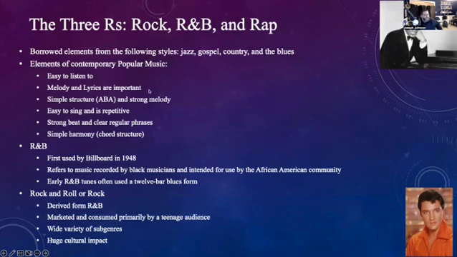But anyway, so you got some general elements of contemporary popular music. Is the music easy to listen to? Are the melodies and lyrics important? Does it have a simple structure, like we talked about, ABA, and a strong melody? Is the melody singable? That's kind of the main thing. Singable and repetitive, so catchy, so you're going to remember it. Strong beat, clear phrases, so clear structure, and then simple harmony. You don't want something that's going to sound really harsh or really dissonant and drive people away. You want it to sound good, basically.